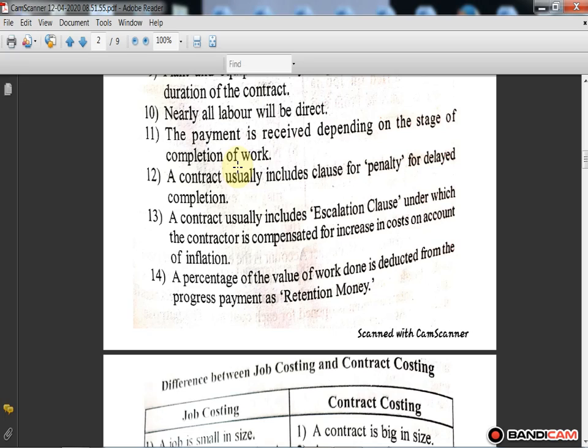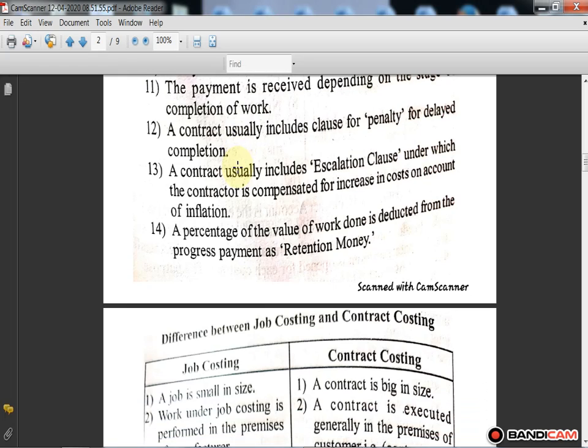11. The payment is received depending upon the stages of completion of work. The contractor receives the money for the contract according to the work done by the contractor. The contractee pays the money to the contractor according to the work done.